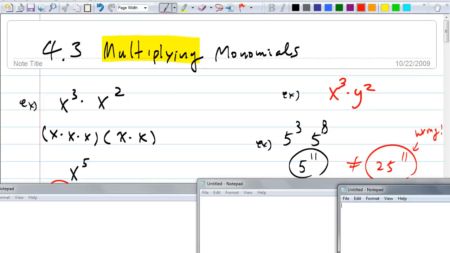Yes. Question. On our homework, we have to simplify. Like if this is a question on homework, we have to simplify 5 to the... Good question. If you have 5 to the 11th power, that's really a big number. You don't have to.